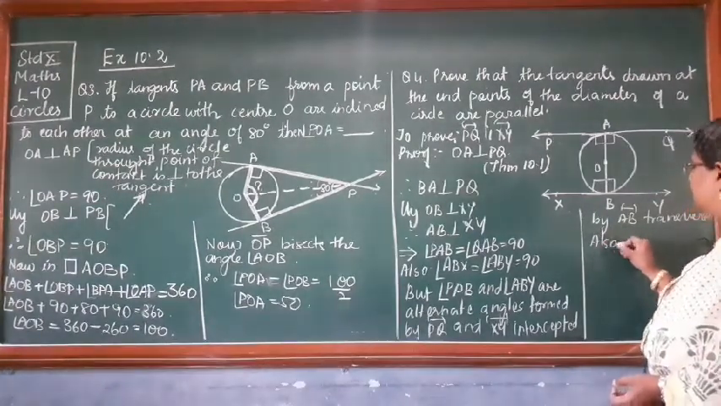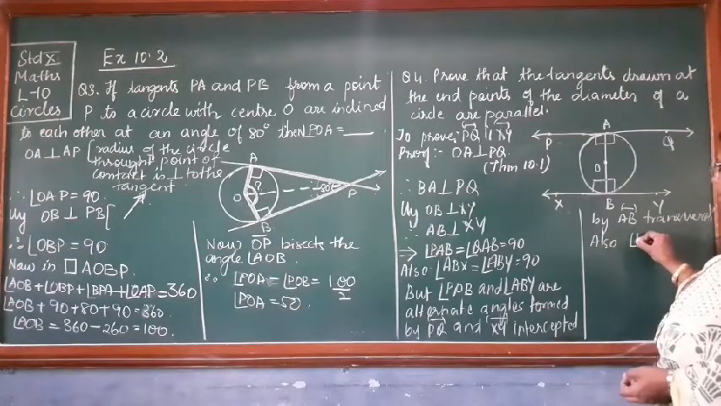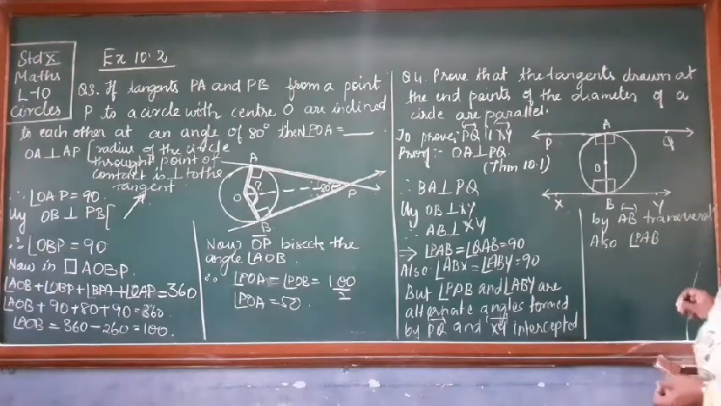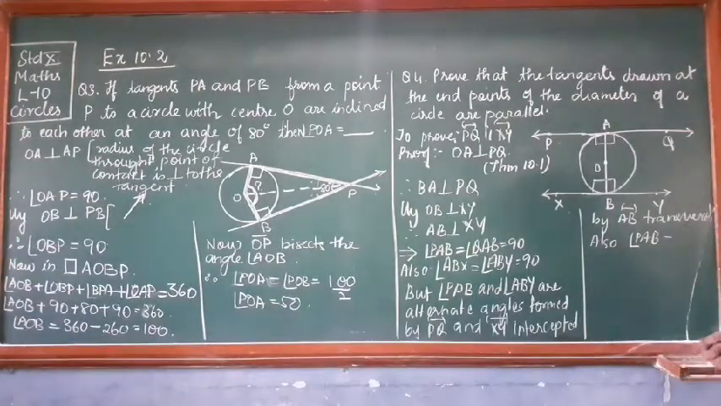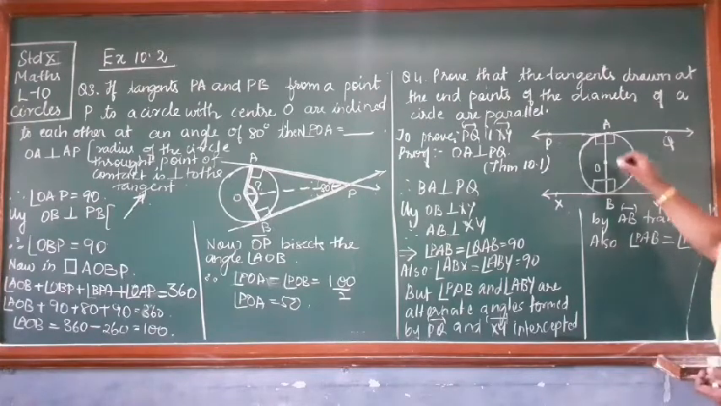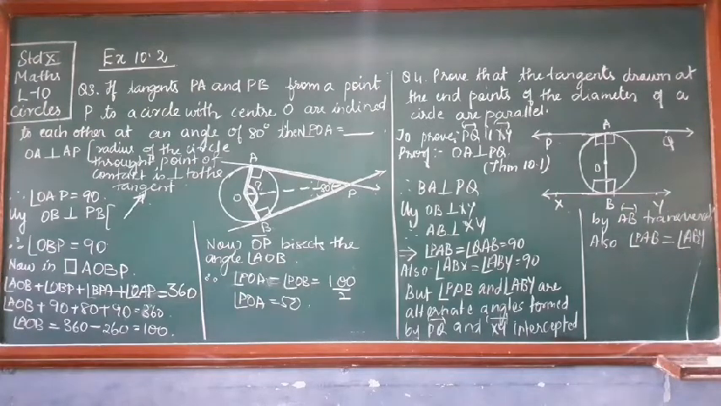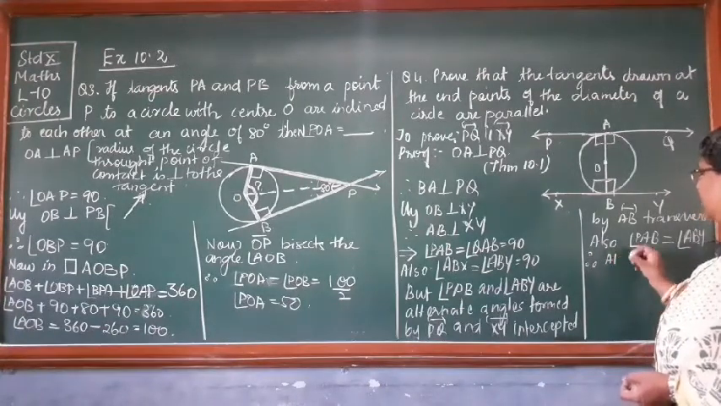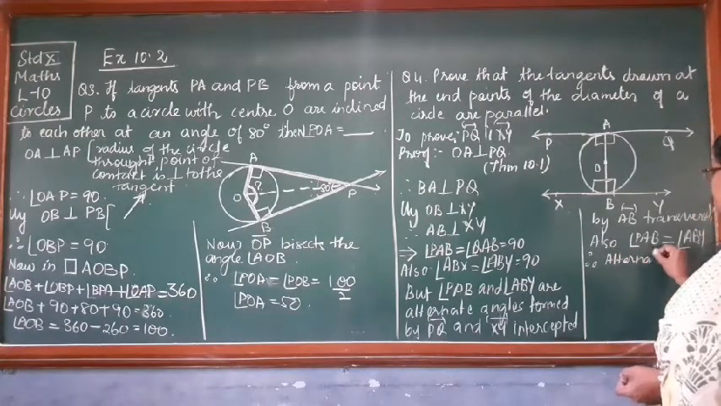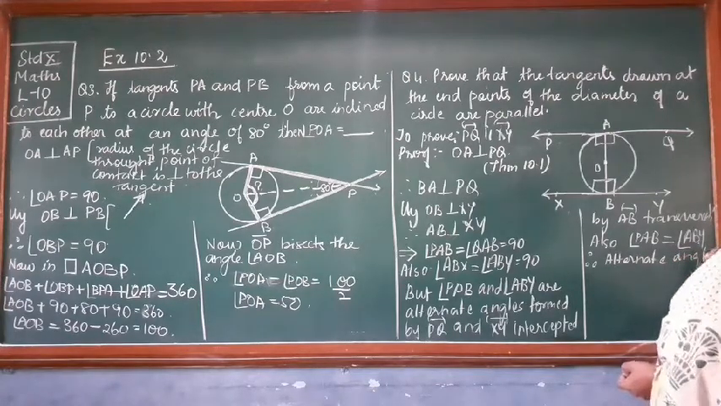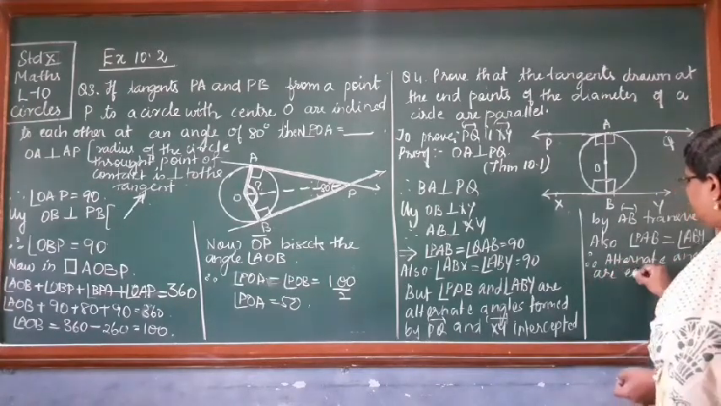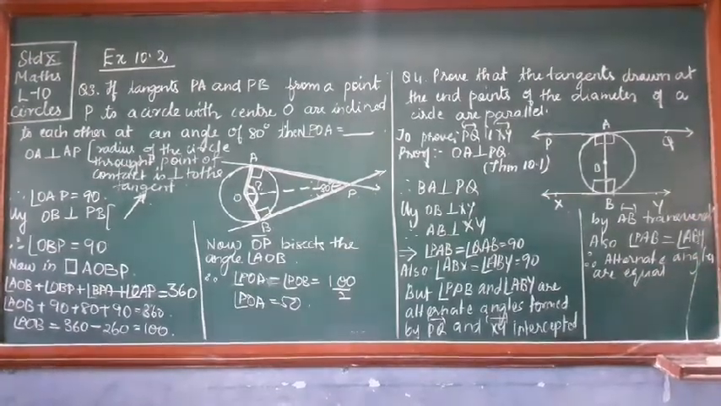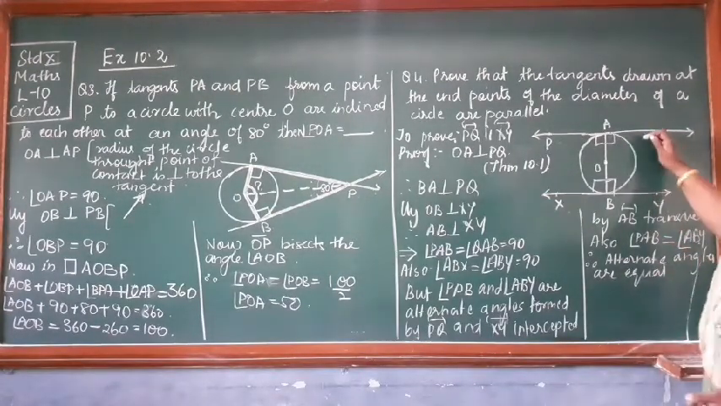Also angle PAB is equal to angle ABY. These are equal because AB is 90 degrees, both are 90 degrees, so both are equal. So these two are alternate angles which are equal. Therefore, alternate angles are equal. So if alternate angles are equal, then we can say that these two lines are parallel.